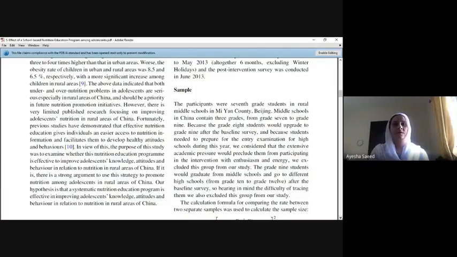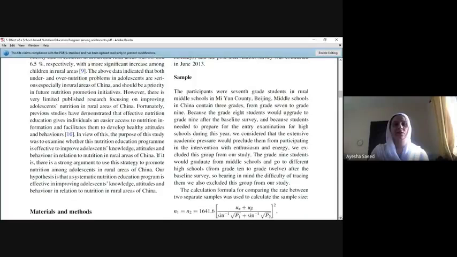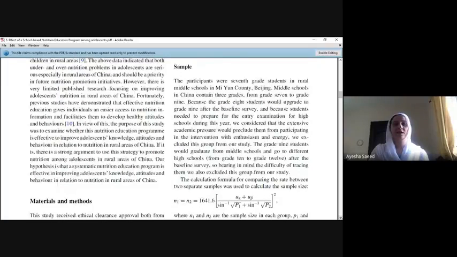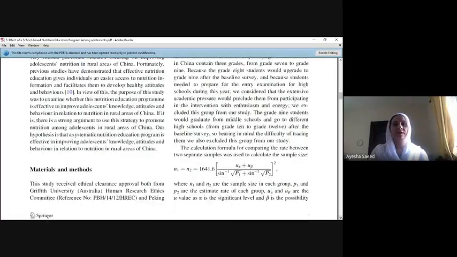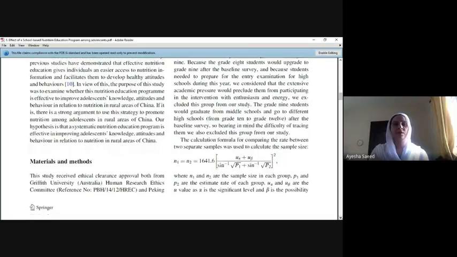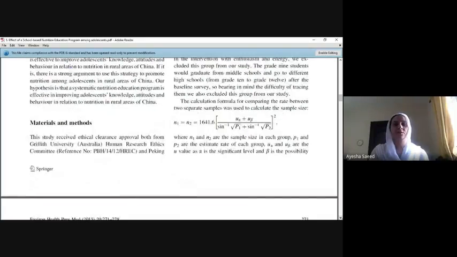So there is very limited published research focusing on improving adolescents' nutrition in the rural areas. Therefore, this study is aimed at evaluating a nutrition education program to improve the nutrition of the adolescents in rural areas.